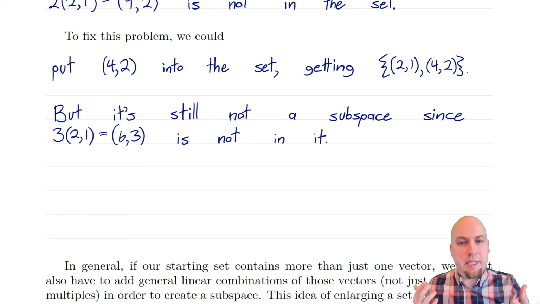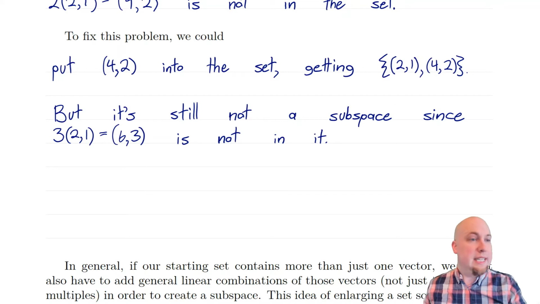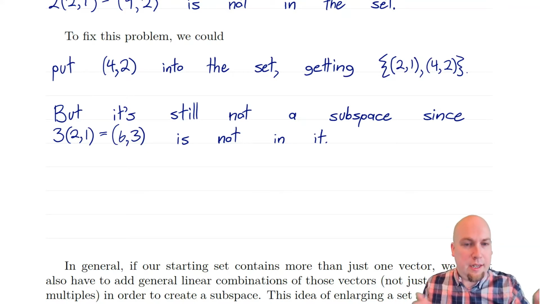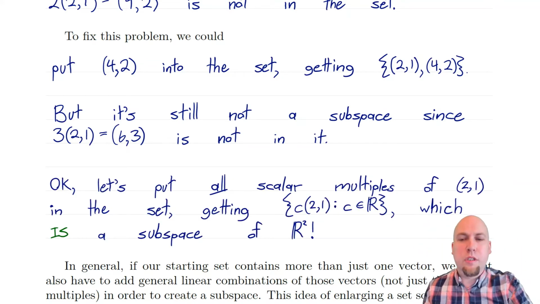It's still not a subspace because we didn't have to multiply (2, 1) by 2. We could have multiplied it by 3. If we multiplied by 3, then we would get the vector (6, 3), and that's also not in this set. But we could just repeat. Here's another vector that should be in the set that's not. Just throw it in there. And then you play this game over and over and over again.